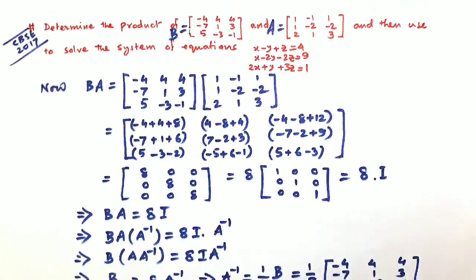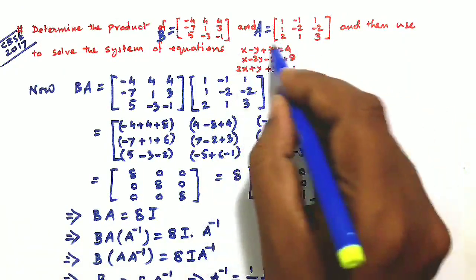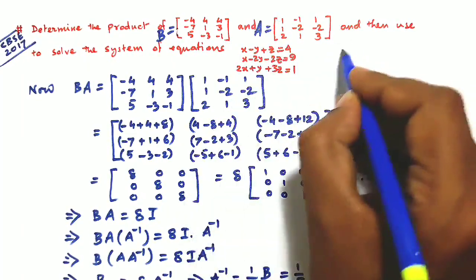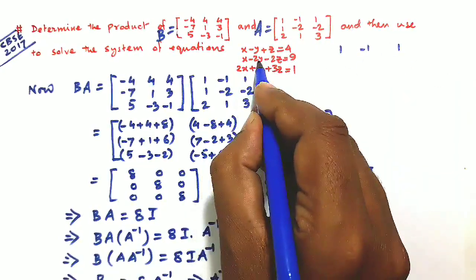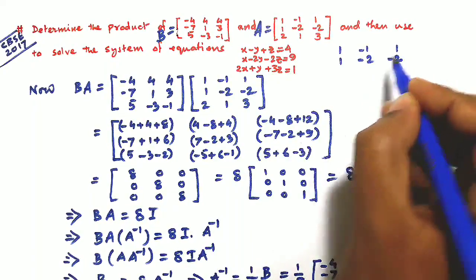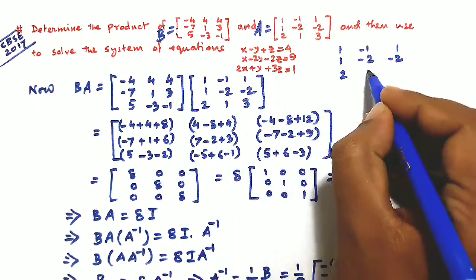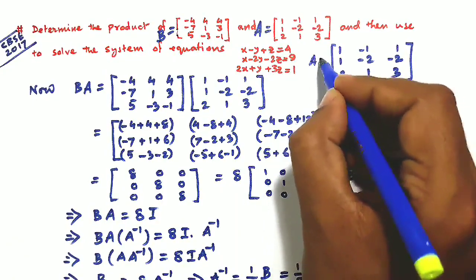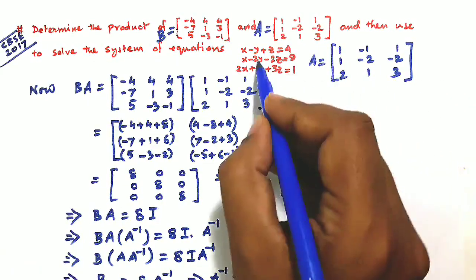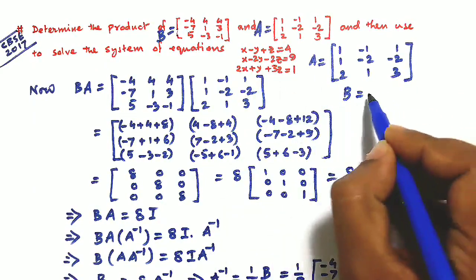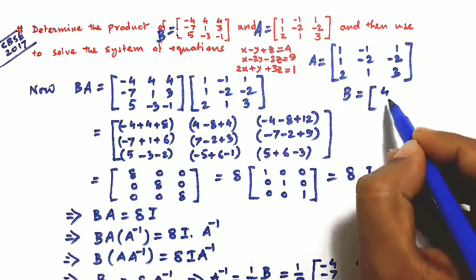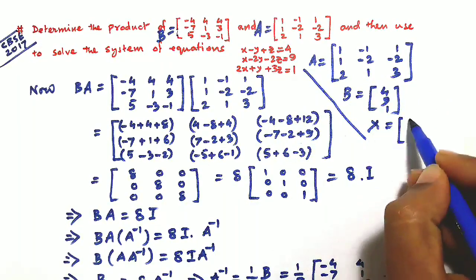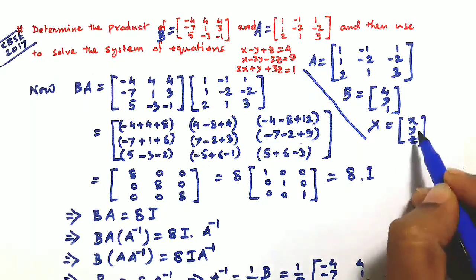Because you see that in the given system of equations we have one matrix, the coefficient matrix of x, y, z: 1, minus 1, 1; next 1, minus 2, minus 2; and the second row 2, 1, 3. This is one matrix which is treated as A, and the second matrix is B, which is 4, 9, 1. And the other matrix X is equal to only the variables x, y, z.